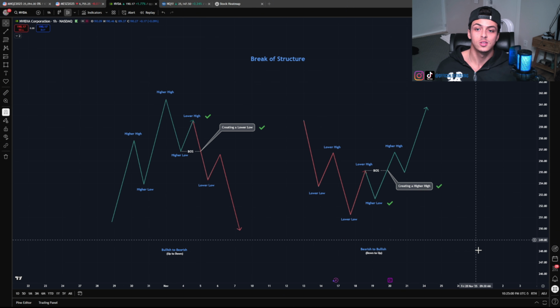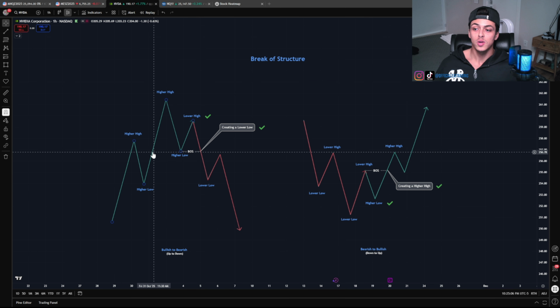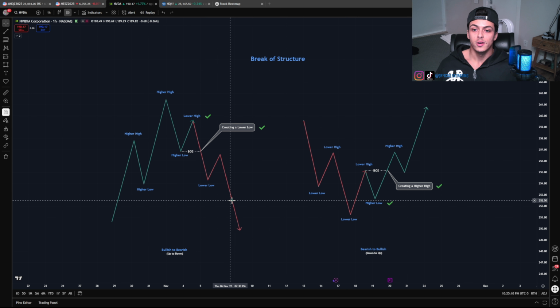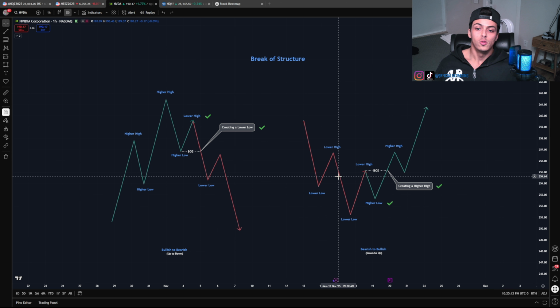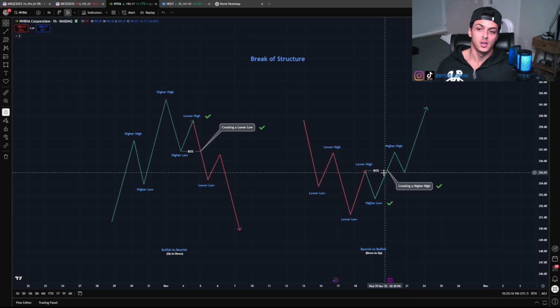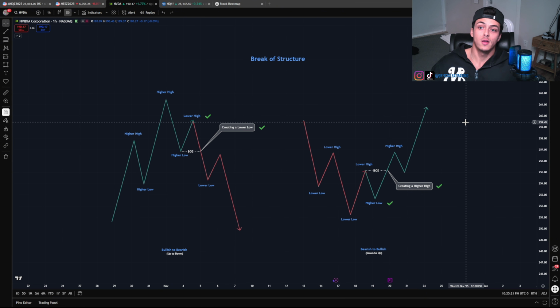So that's the break of structure in the most simple way possible. I even put it out for you guys. On the left side, you can see the green is when we're still in bullish, and then the red is obviously now switching to bearish, and then vice versa. And the red is bearish on this side, and once we start flipping to bullish is the green. Now I want to show you guys a real example, not just a chart that I created for you guys.